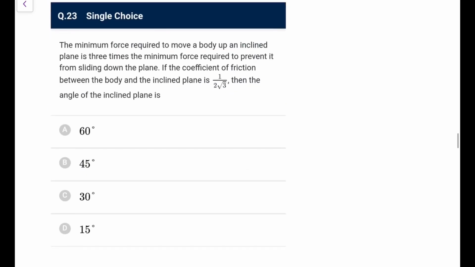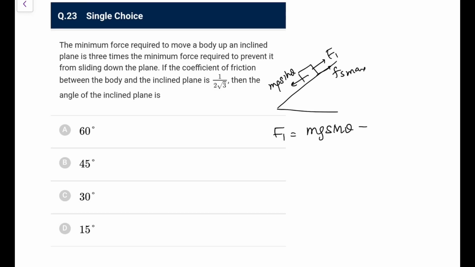Next one. The minimum force required to move a body up an incline is 3 times the minimum force required to prevent it from sliding down the plane. If the coefficient of friction between the plane and the body is 1 by 2 root 3, find the angle of incline. So first of all, to prevent it from sliding down, you apply a force F1, let's say here, and in the limiting case Fs max also helps you, and they both counter mg sin theta. So F1 would be equal to mg sin theta minus Fs max, that would be equal to mu s mg cos theta. This is the first equation that you will get.